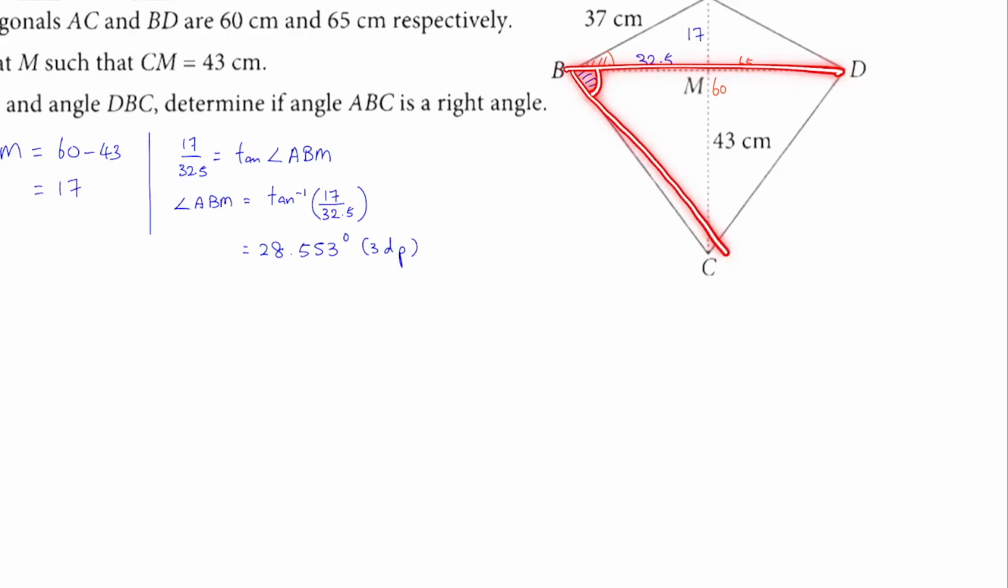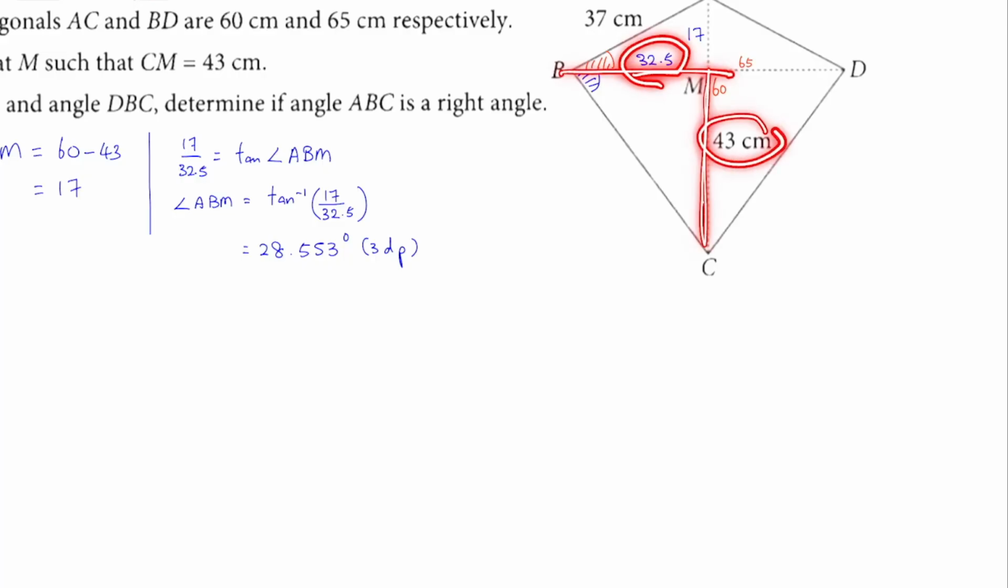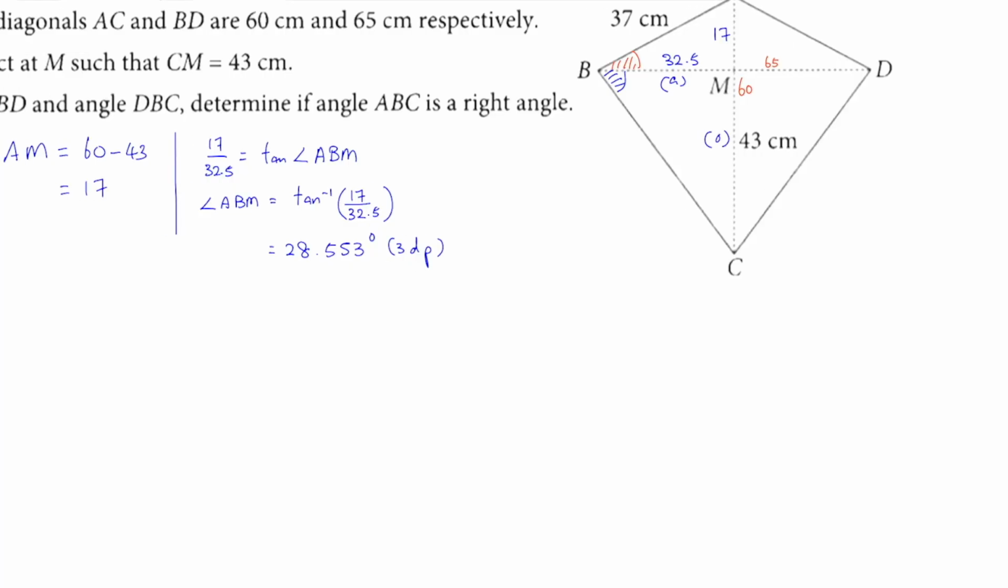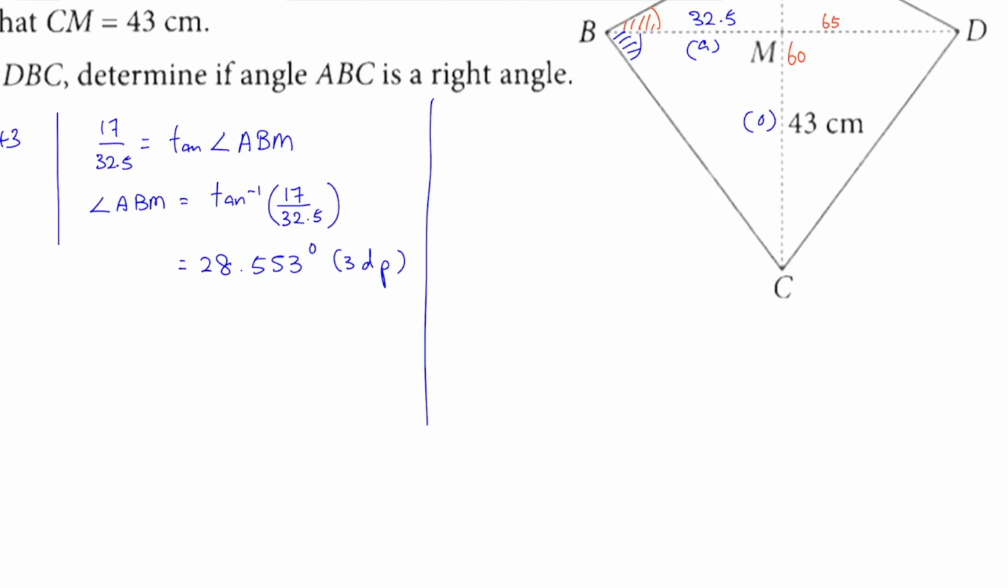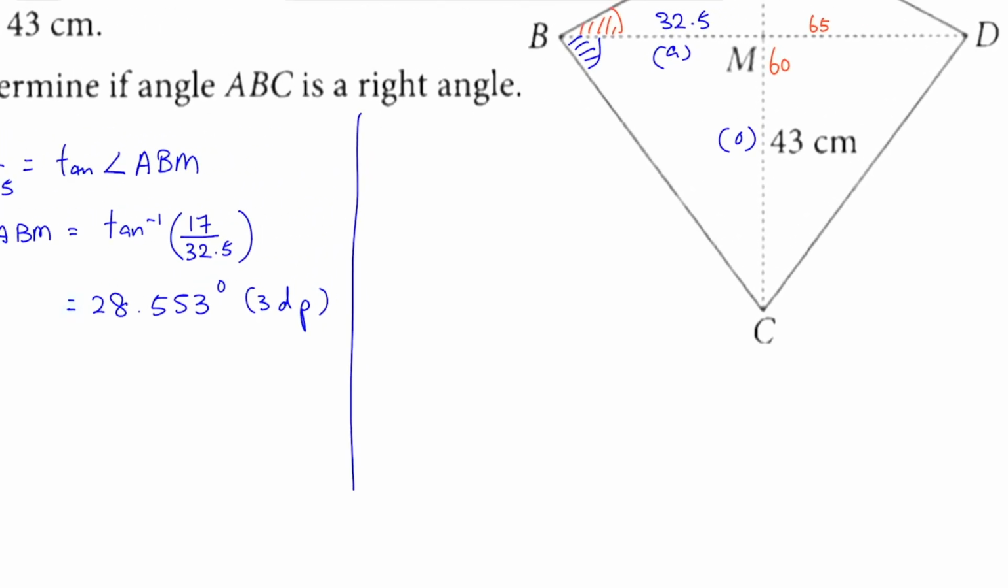Okay, so we have this angle, this line, and we have this line. 32.5 and 43. So this angle, this is adjacent. Let me just label that adjacent, and this would be opposite. Okay, so same thing, opposite and adjacent gives me tangent. So we can use tangent to find.